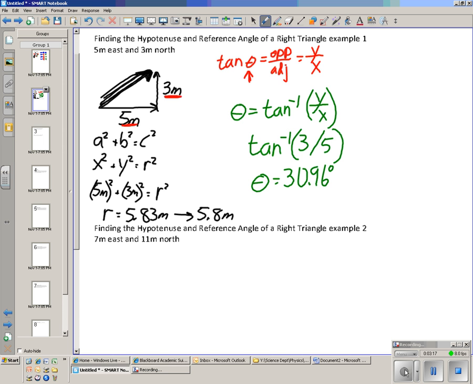30.96 degrees. Once again, thinking of sig figs, let's just say 31 degrees. So my final answer is 5.8 meters at 31 degrees.